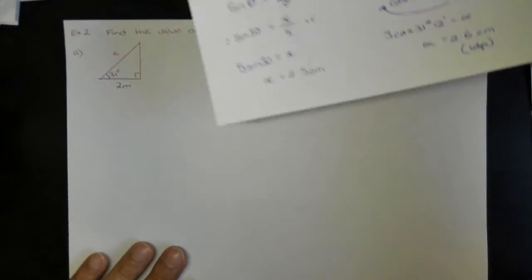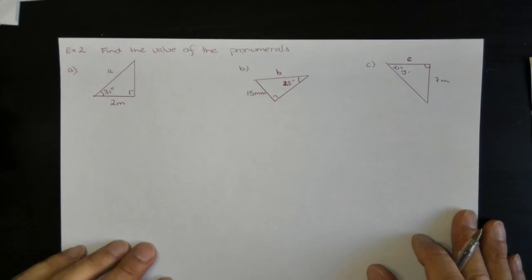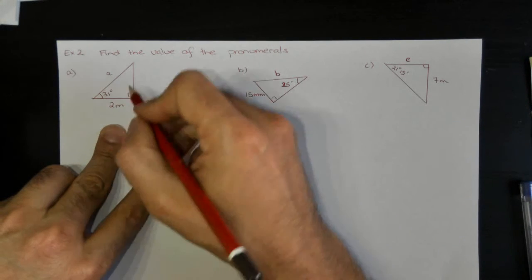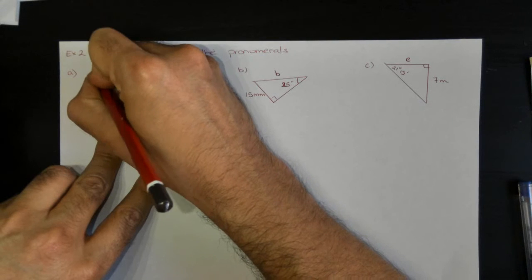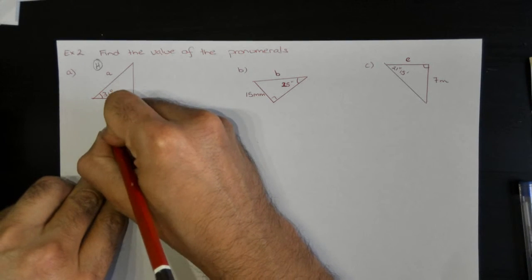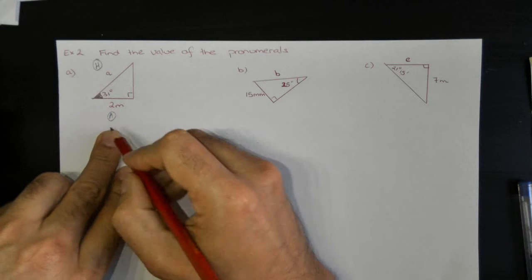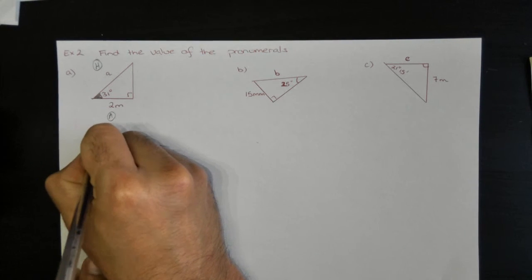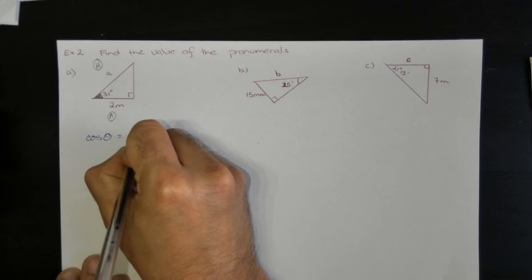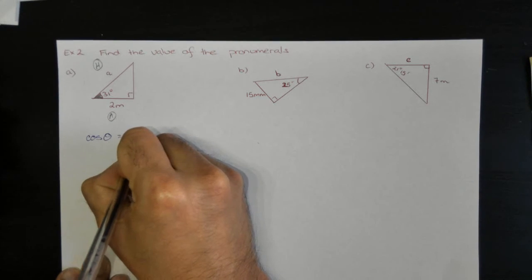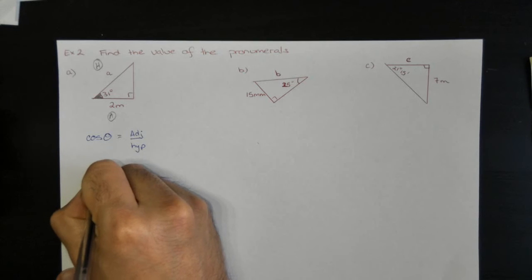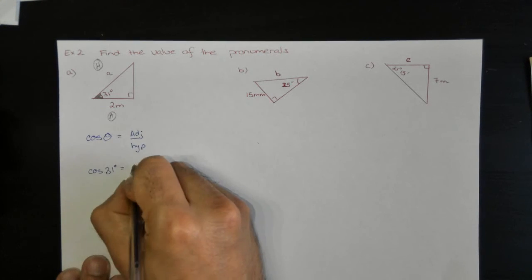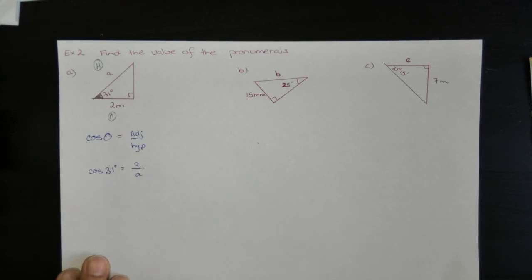Some more examples. Let's look at these ones. So I've taken off the acronym. I have my H here. I have my adjacent to my angle. So I must have cos. So cos theta equals adjacent over hypotenuse. So that's 31 degrees. My adjacent is 2, and my hypotenuse is the letter A.